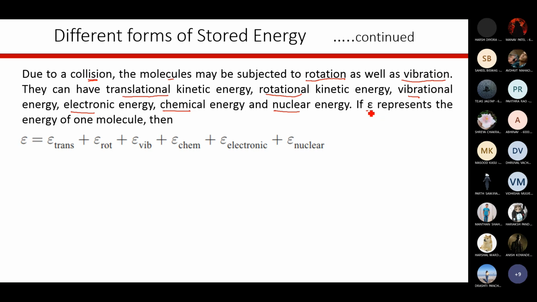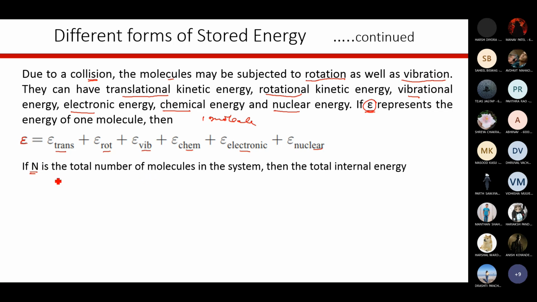So we'll assume that epsilon represents the energy of one molecule. So one molecule has the energy epsilon. You can write this expression: the energy of one molecule, epsilon, is the sum of all these energies. Energy due to translational motion, energy due to rotational, energy due to vibrational, energy due to chemical, electronic energy, and the nuclear energy. If there are n such molecules in the system, then you can find the total internal energy. The total internal energy, capital U, will be equal to the number of molecules multiplied by the energy of a single molecule. This is how you will write the total internal energy of your system.